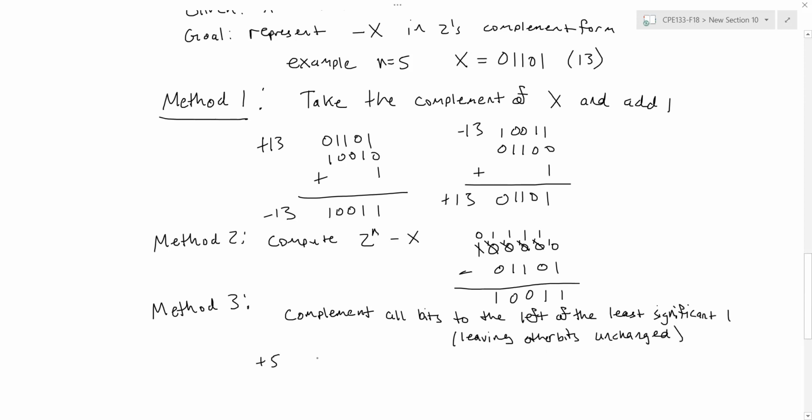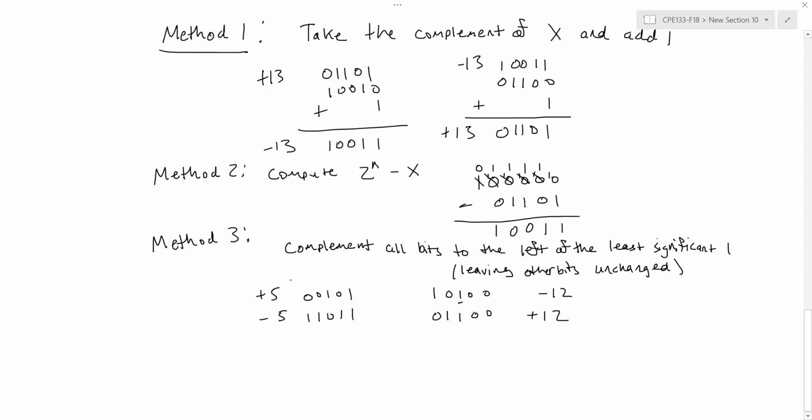So for example, if I have positive 5, I'll complement all the bits to the left of the least significant 1, which gives me 1, 1, 0, 1, 1. If I have negative 12, again, I look at the least significant 1 and complement all the bits to the left of that 1, so I get 0, 1, 1, 0, 0, which is 12.